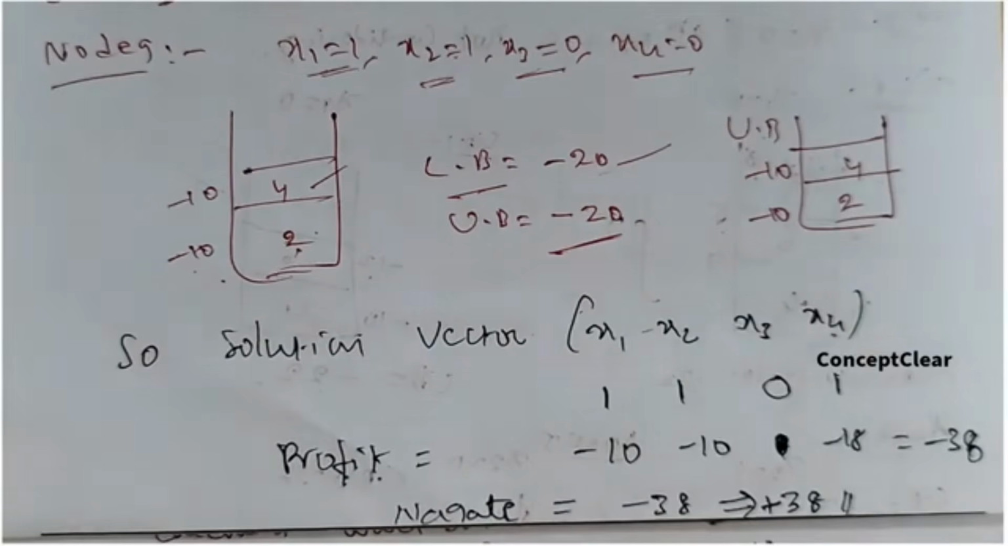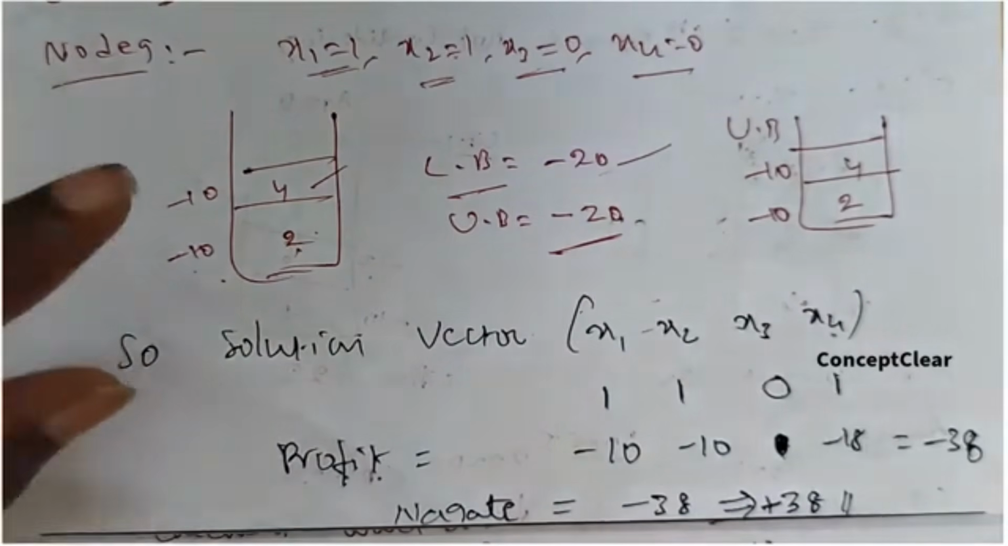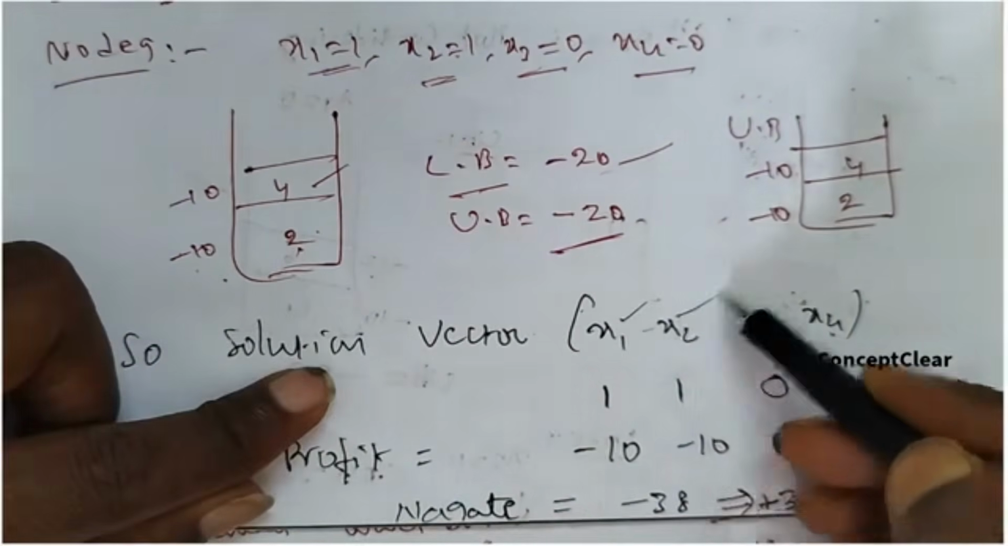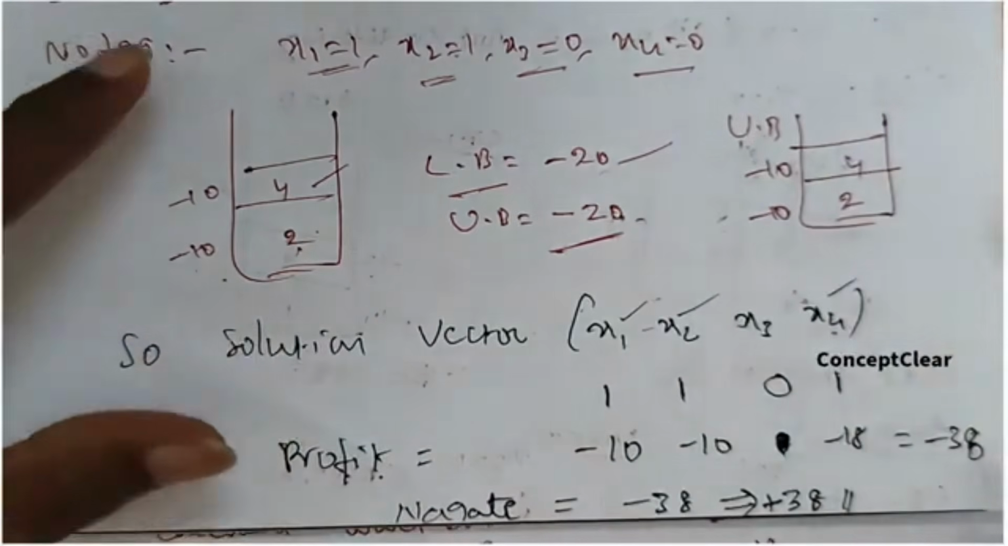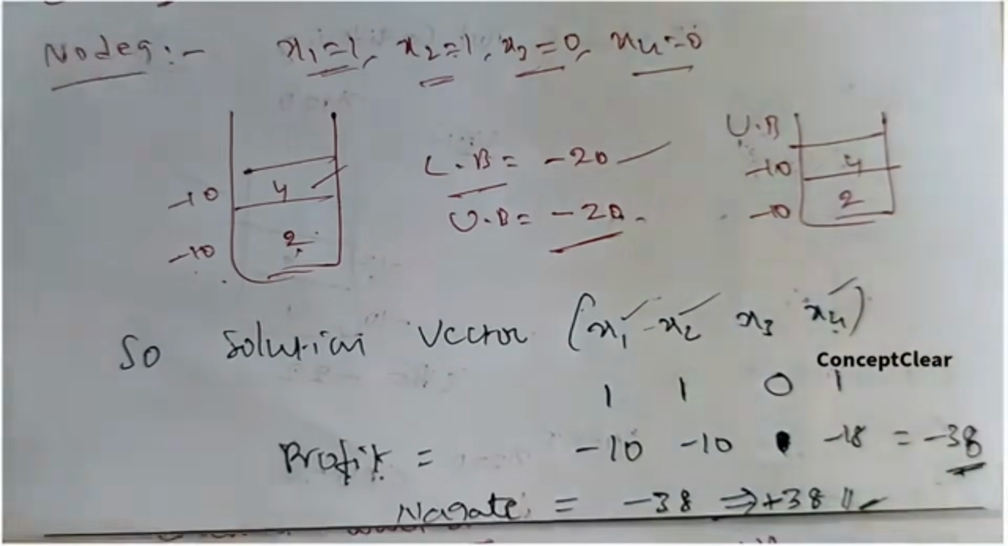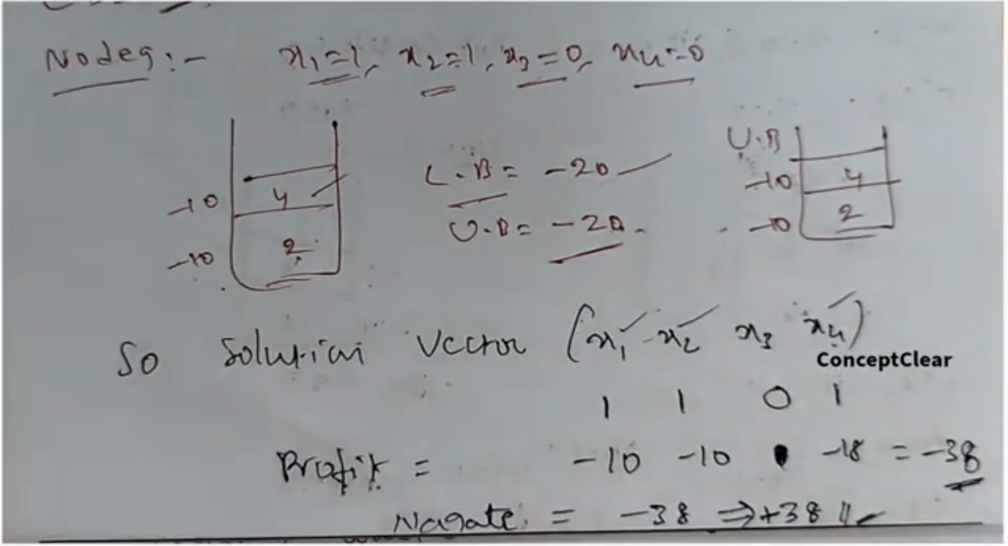If you fill the knapsack bag with the first object, second object and fourth object, you will get a profit of 38. This is about the knapsack problem using least cost branch and bound.